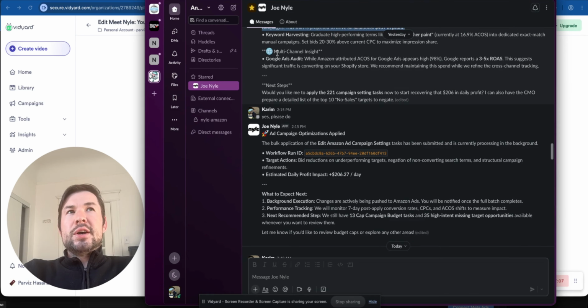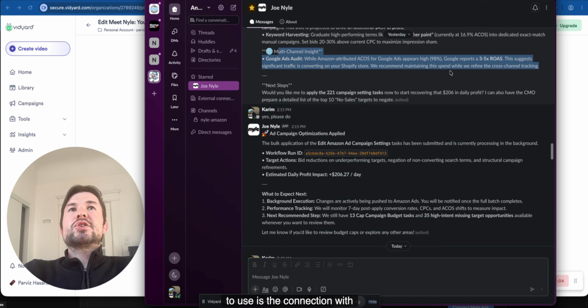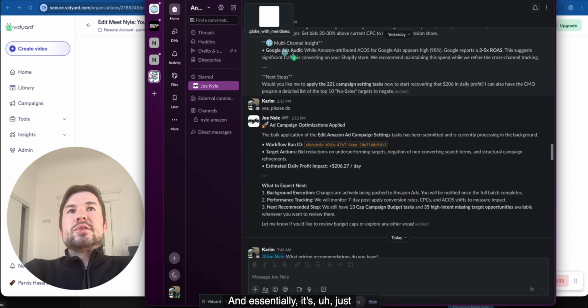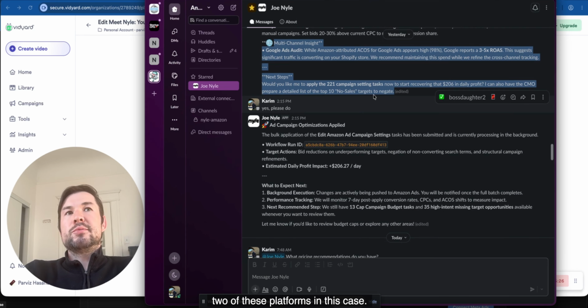What is really useful is the connection with Google, as Nyle works not just as a standalone Amazon platform, but it connects to popular sources of traffic such as Google, which is typically contributing over 20% of the total marketing ad spend, and it's becoming a more and more important element of the full stack marketing activities. And essentially, it's going to give you the full suggestions across these two platforms.